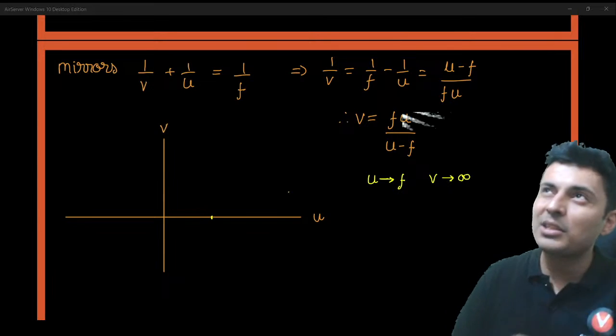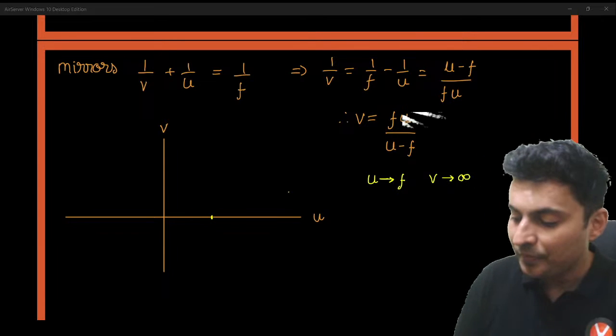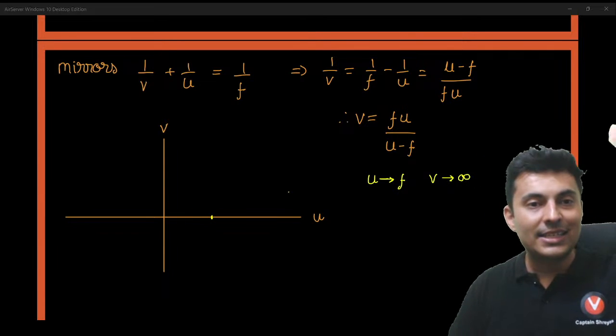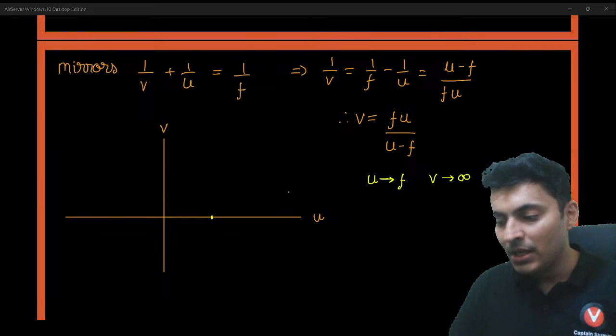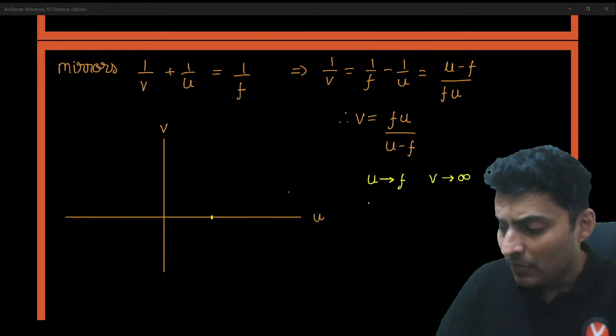So object distance is F. Imagine focal length is positive. That means it's a convex mirror. Let's take it like this. Then image distance is infinity. Okay, that's number 1.